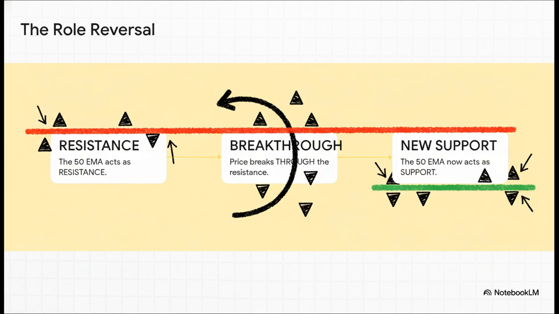Let's just walk through this step by step. Step 1, the 50 EMA was acting as resistance. Price kept hitting it and falling. Step 2, price finally breaks through that resistance. And step 3, this is the magic part, on the next pullback, the price comes back down, tests that same moving average from above, and then bounces. The old resistance has totally flipped and become new dynamic support. This is that classic role reversal, and it can be an amazing setup to watch for.